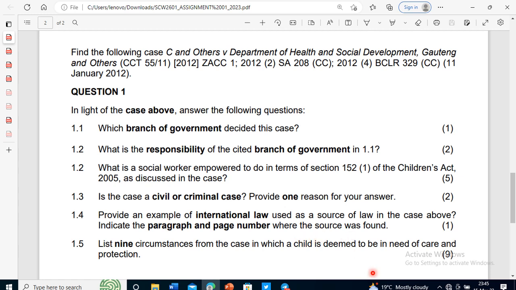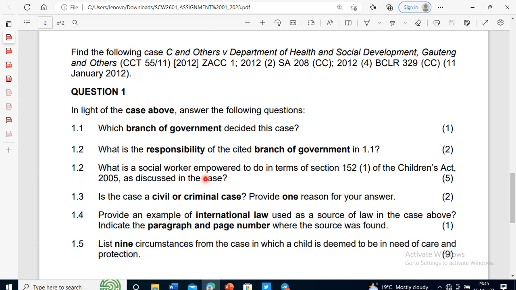So the paragraph is paragraph 32, page 23 in your case journal. If you go to your case journal and check paragraph 32, page 23, you're going to find Article 19 of what, you're going to see it. You have to do all the reading by yourself, guys.